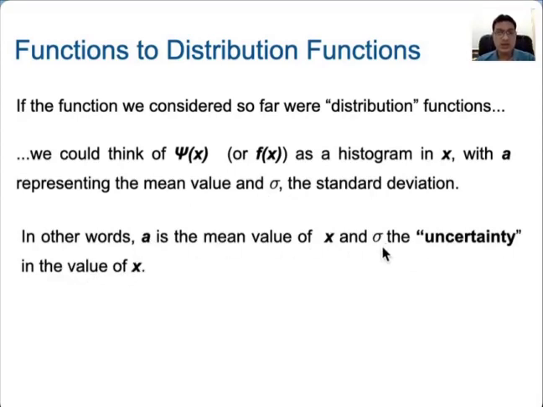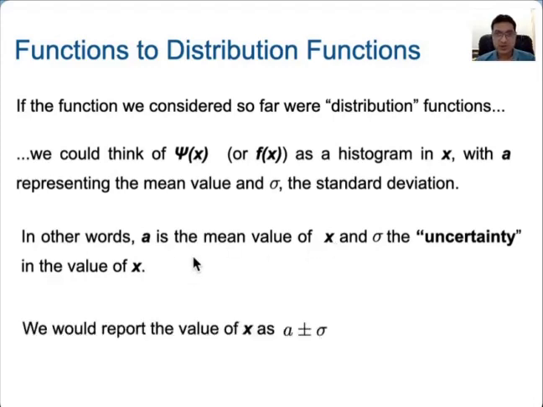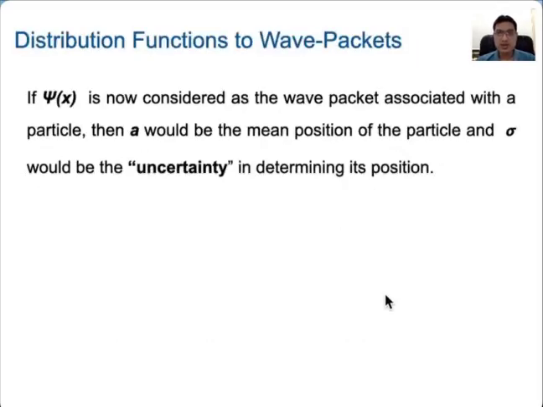Okay, so this is how sigma is related to the uncertainty of finding the value of x, where x has the mean value a. Okay, so if we want to know the value of x, which has the mean value a and uncertainty sigma, then the value of x in general can be written as a plus minus the standard deviation sigma. Okay. If psi of x is now considered as a wave packet associated with a particle, instead of a distribution function, then a would be the mean position of the particle and sigma would be the uncertainty in determining the position.